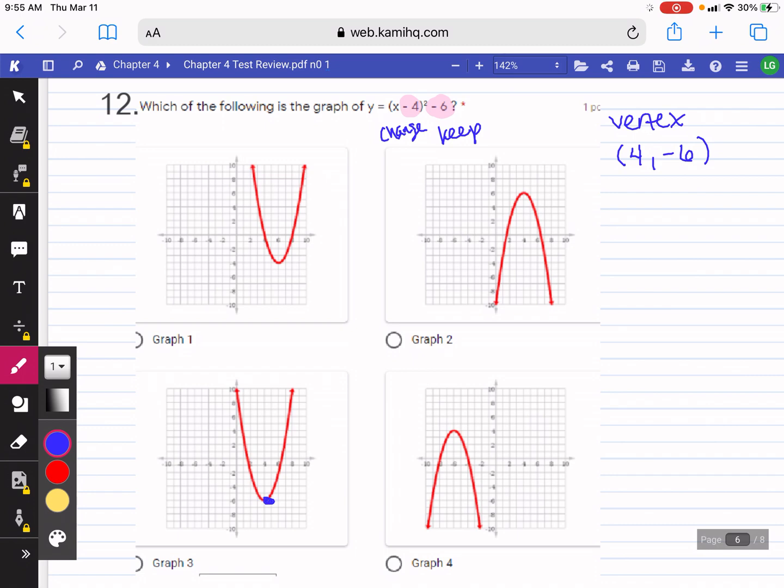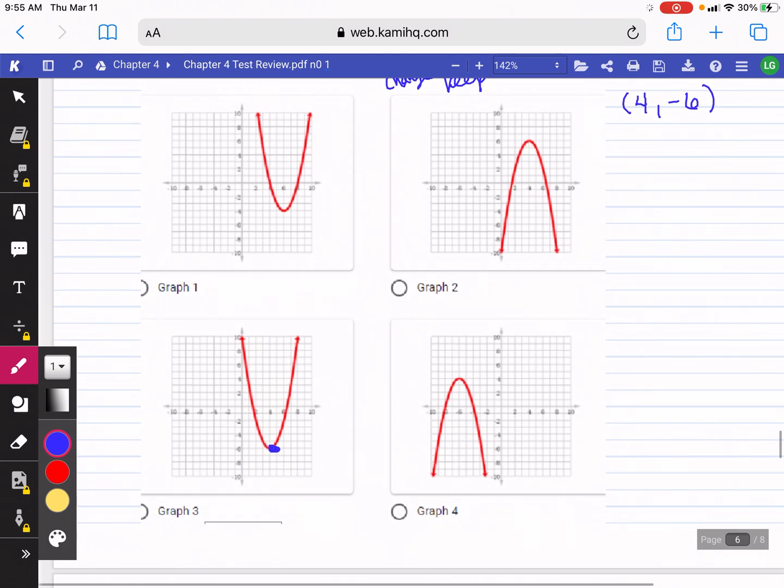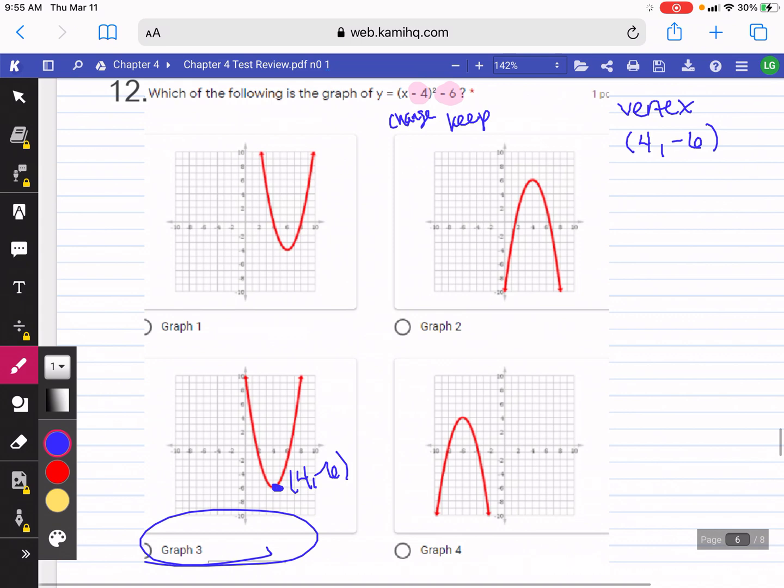Here, that would be graph 3. You look, this other one here is at (6, negative 4). This one here is at (positive 4, positive 6). And this one is at (negative 6, positive 4).